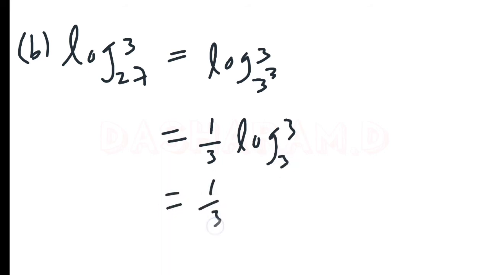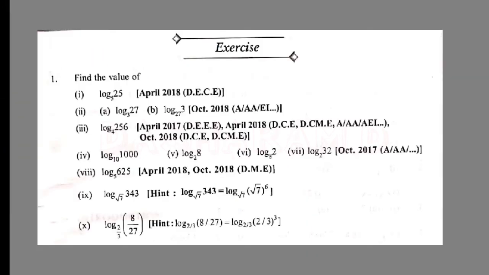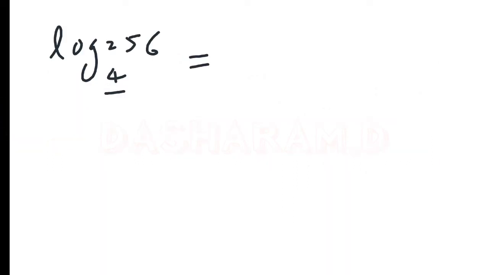So then 1 by 3 into 1 equals 1 by 3. Next, the third problem: log 256 base 4. Here the base is 4, so let's do the factorization only in the 4 table, because 4 is given. That is why I am trying to do the factorization in the 4 table.